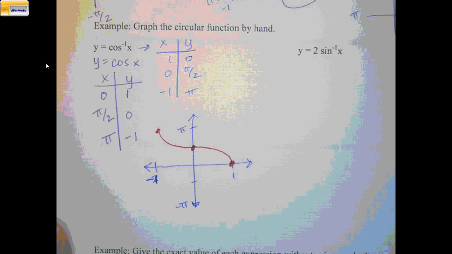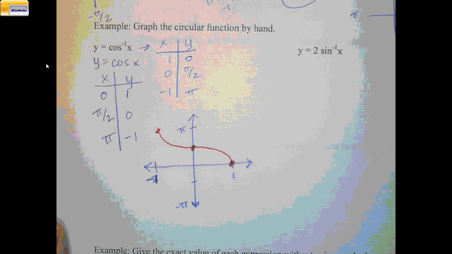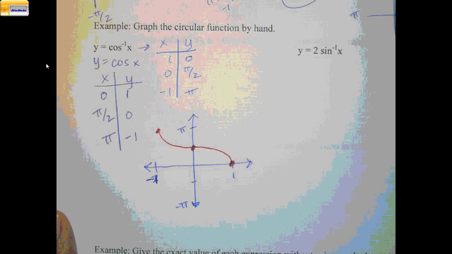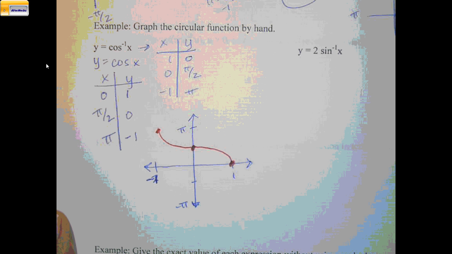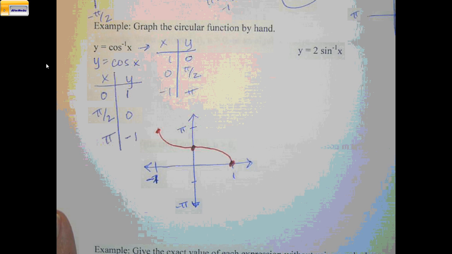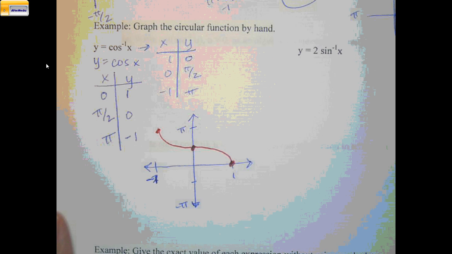Questions on this first one? Why did I do what? This one goes with this one. And then I swap the x's and y's, and so the inverse goes with this one. So I graph the inverse. Does that make sense, Alex?